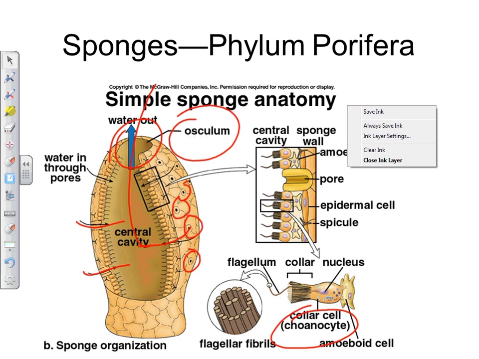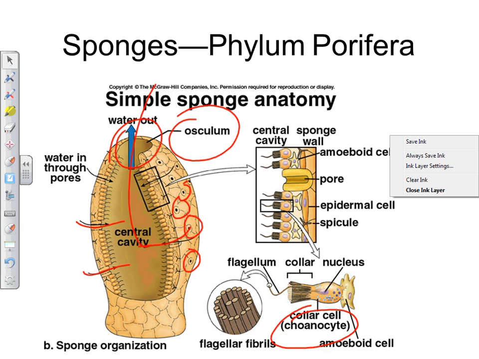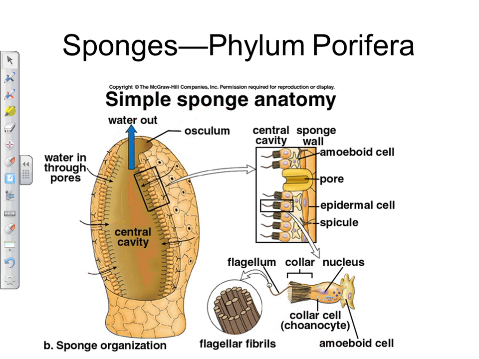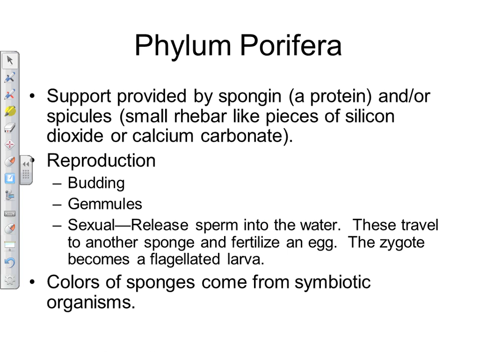Let me back up a couple slides. In terms of how they're made, a sponge doesn't really have a skeleton like you have, but it does have some supports inside. Some sponges have a protein inside them called spongin, which is sort of like rebar. We talked about rebar in here before. Where did you find rebar?